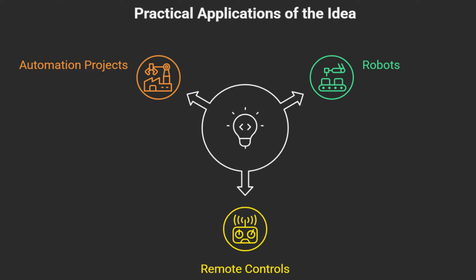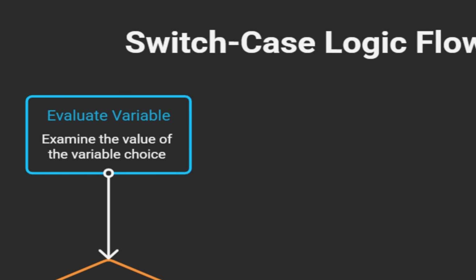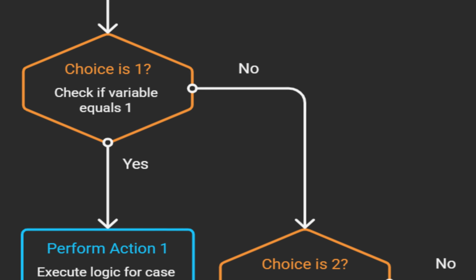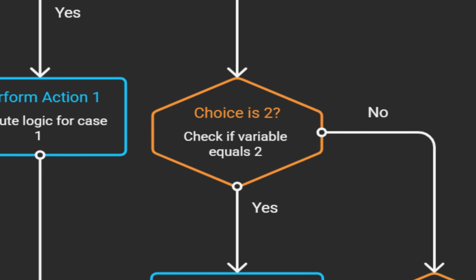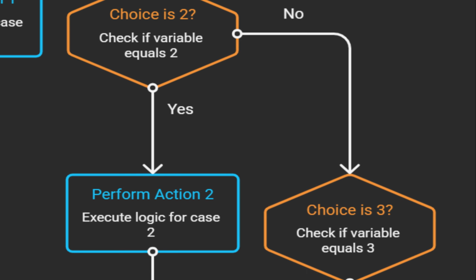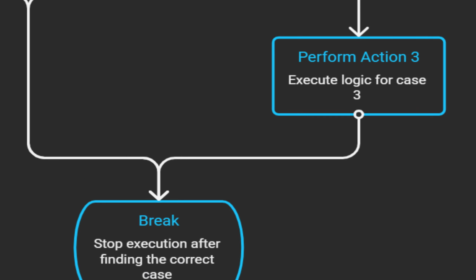What is the switch case statement? Before we build our circuit, let's first understand what the switch case statement is. Imagine you have a variable that can contain different values and you want your program to perform different actions depending on that value. For example, suppose we have a variable called choice. If choice is 1, we want to do one thing, and if choice is 2, we want to do something else, and if choice is 3, we want to perform another action.